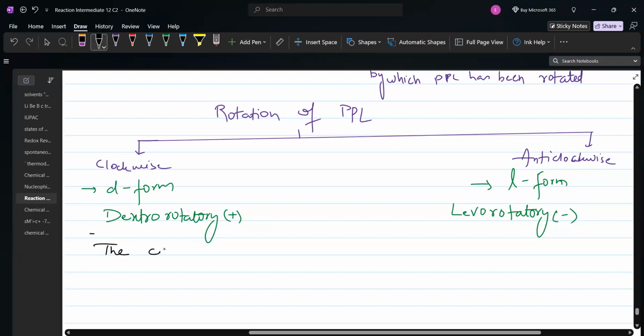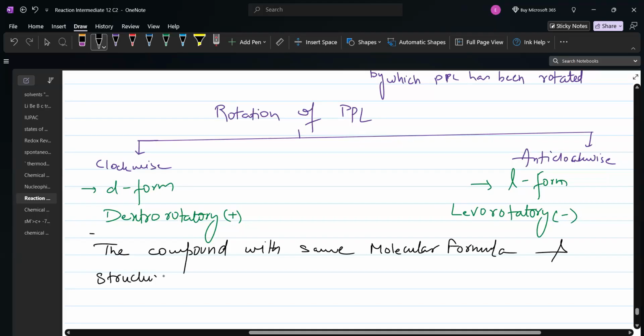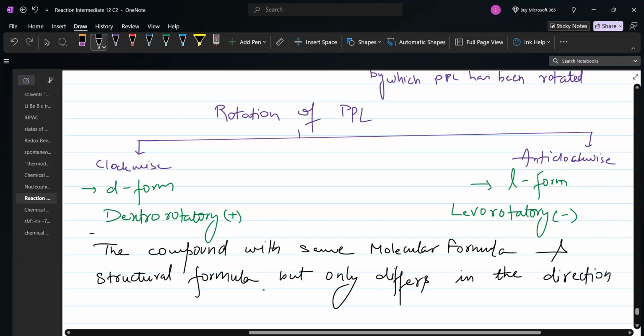So what are these? The definition I'm writing: compounds with the same molecular formula and structure formula, but which only differ in the direction of rotation of PPL, are called, very important, optical isomers.